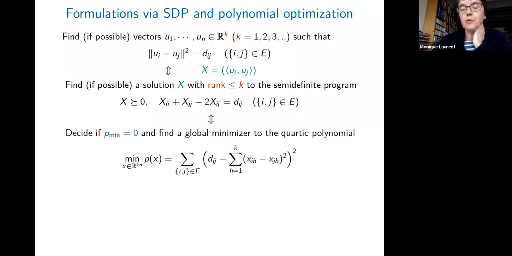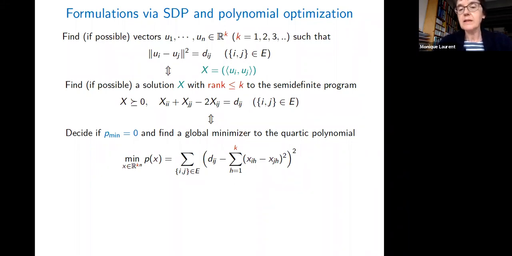Another possible reformulation of this is to formulate it as a polynomial optimization problem. We create this polynomial P from the data. So this polynomial has variables xi,h, where i runs over the n locations, h runs over the k possible dimensions. And we see that it's a sum of squares, so it's always non-negative, and it's going to attain minimum value 0 precisely if the locations exist, and the global minimizers are going to give the locations.